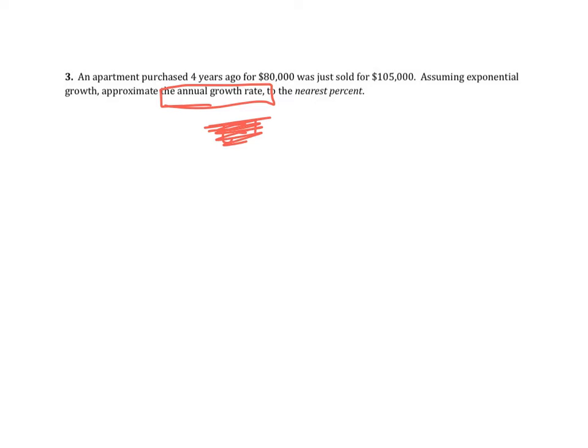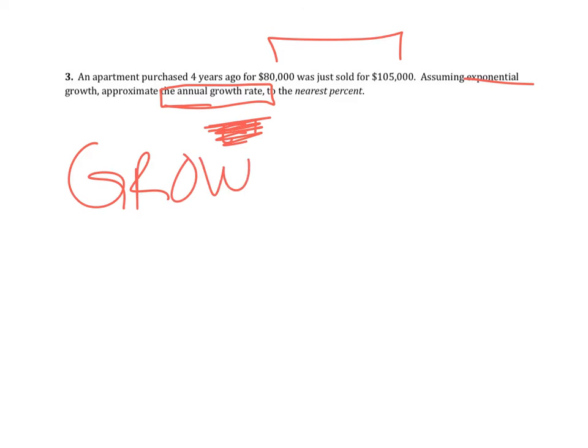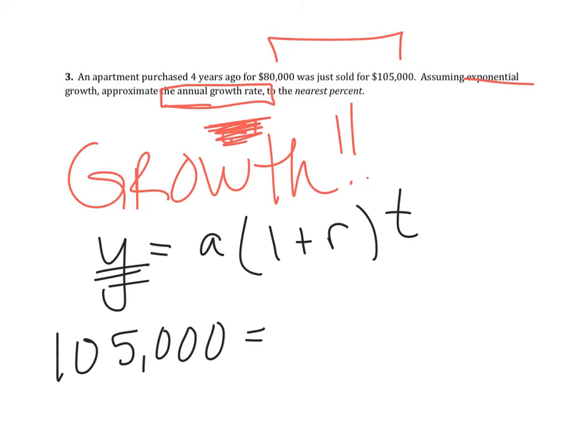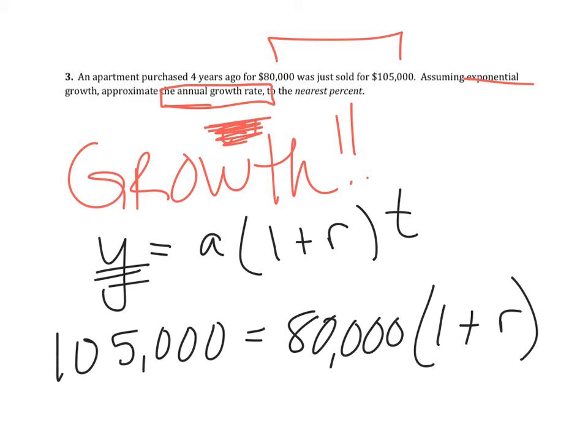So let's talk about what we know. If I went from 80,000 to 105,000, what has to jump out at you? They said it's exponential, but clearly it's exponential growth. This thing jumped in price. Okay, so I'm going to start with my formula. y equals a, 1 plus the rate to the t. y represents my final amount. This finally sold for $105,000. The initial amount was $80,000. And let's see, I don't know the rate, so I'm going to leave it as 1 plus r, but I do know that the time was 4.